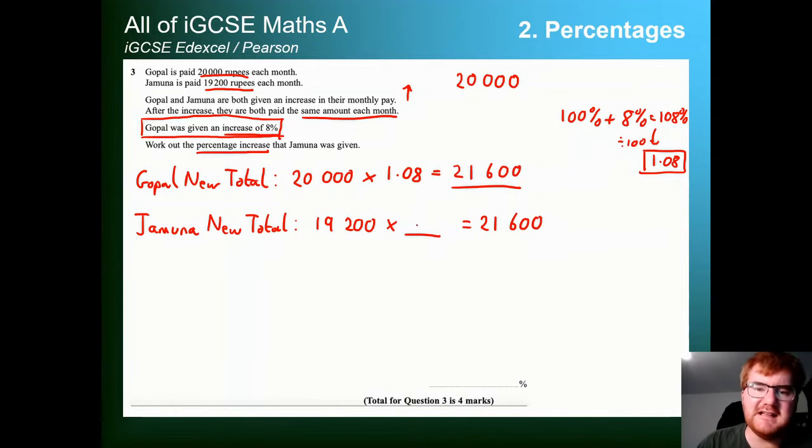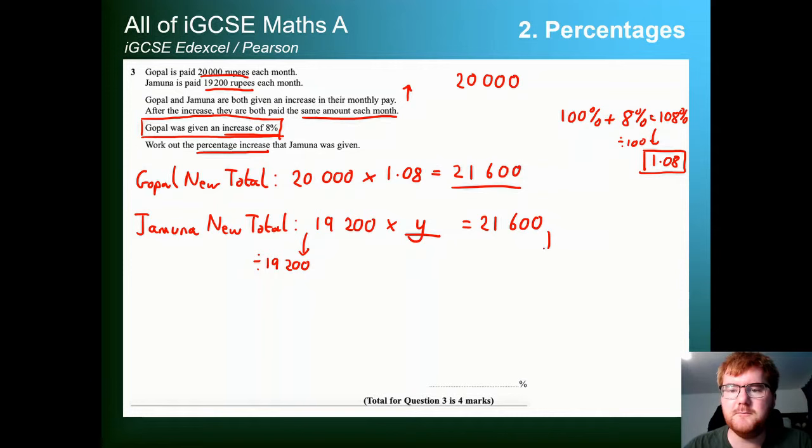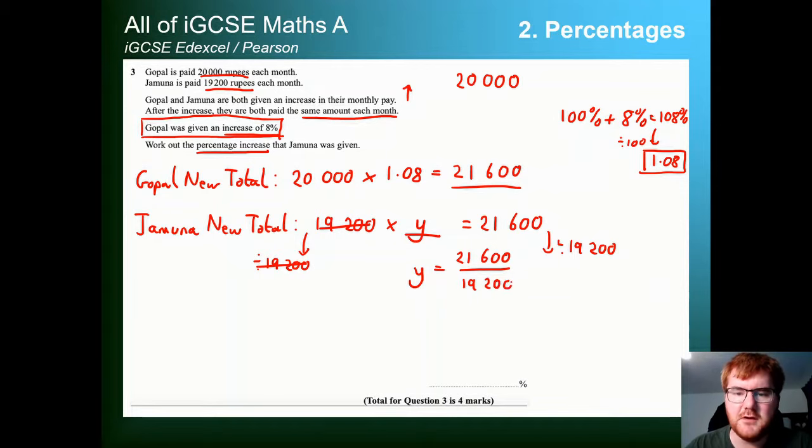So let's just give this a letter. Let's call it y in this case. And let's work out what y is. This is just an equation. So the opposite of multiplying by 19,200 is to divide by 19,200 on both sides. This cancels, leaving us with just y, and then we need to divide 21,600 by 19,200. This won't give us the answer immediately, but certainly will help us on our way.